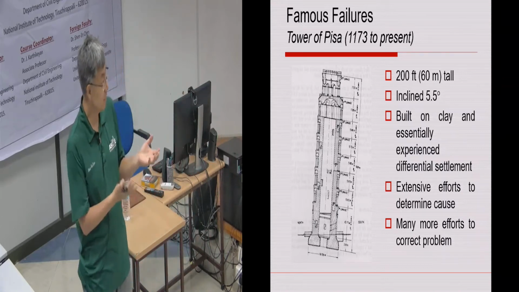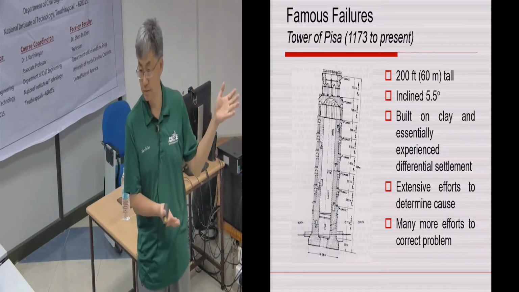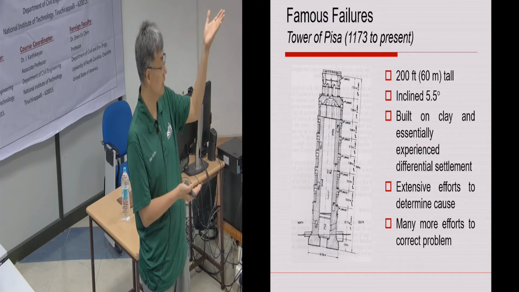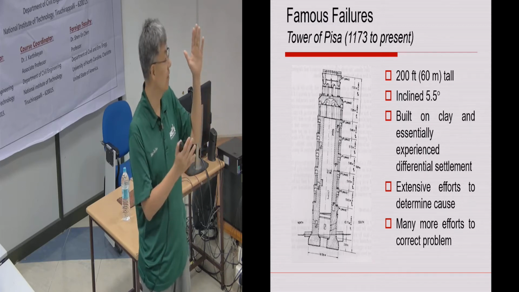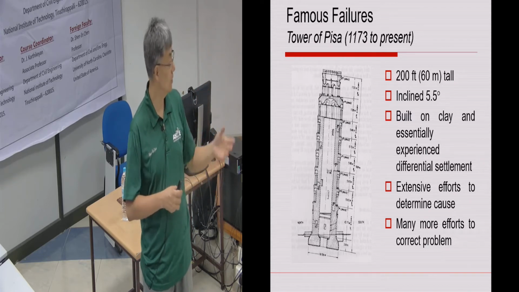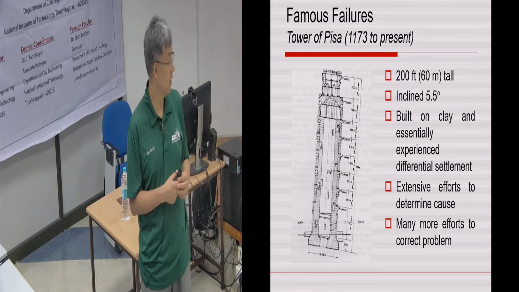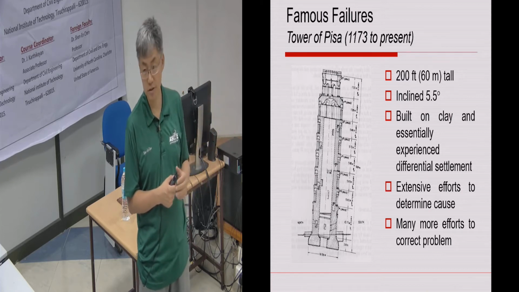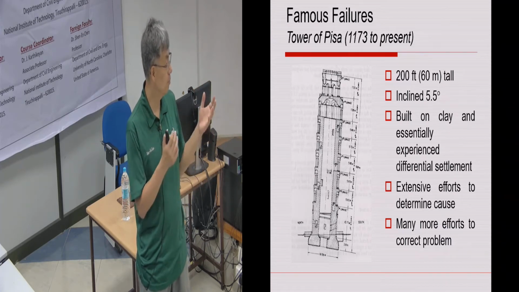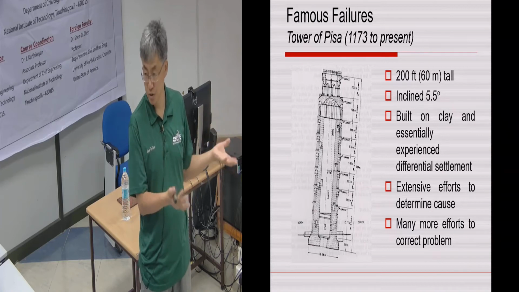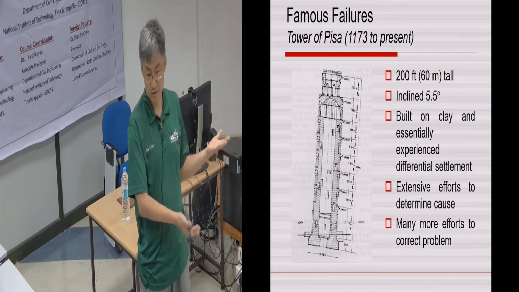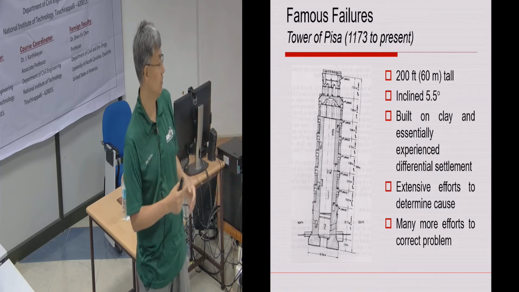The Tower of Pisa did not fail, I mean, did not collapse, but it definitely has failures. It's a 200-foot-tall building, and it has been inclined at 5.5 degrees since the 1100s AD, so for more than 1,000 years. The fundamental problem is that this structure was built on clay, and over the years, because of differential settlements, the building started to incline.